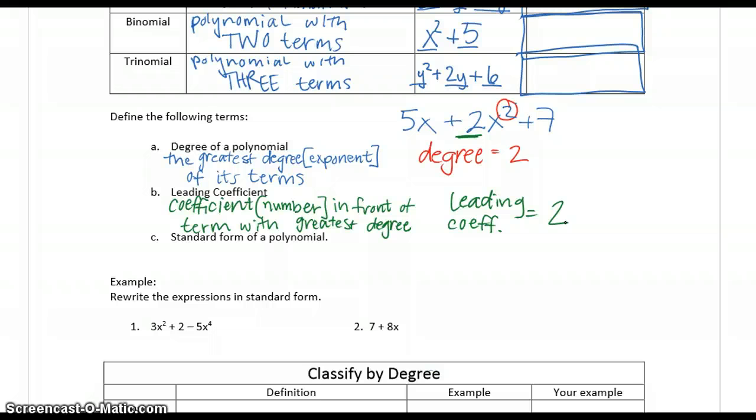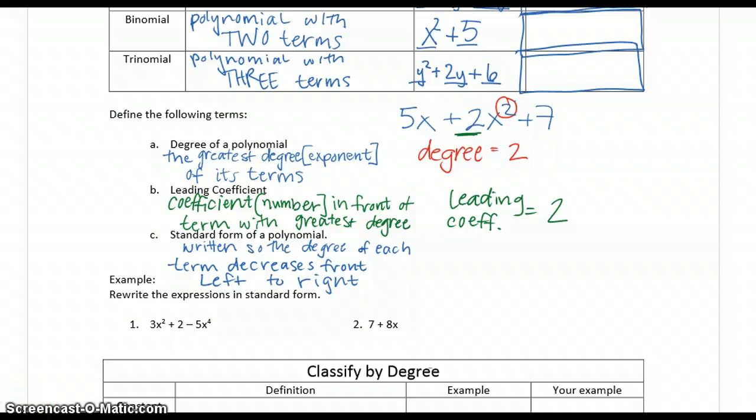We can also write this polynomial in standard form. The standard form is just written so that the degree of each term decreases as we go from left to right. So in our example, we can rewrite it in standard form by starting with the term with the highest degree, so that is 2x squared. Our next highest degree is just a degree of 1, or just x, so we're going to do plus 5x, and then we're going to end with plus 7, since 7 does not have a variable with a degree, or you can think of it as a degree of 0.